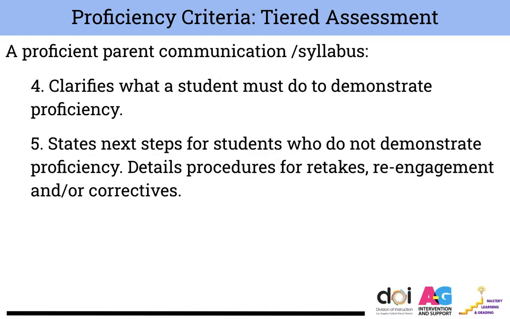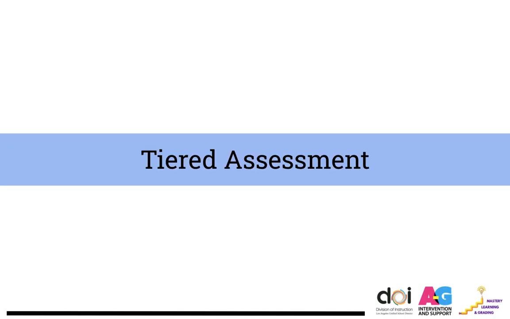Clarifies what a student must do to demonstrate proficiency. States next steps for students who do not demonstrate proficiency. Details procedures for retakes, re-engagement, or correctives. So now let's look at some examples for each of these criteria.